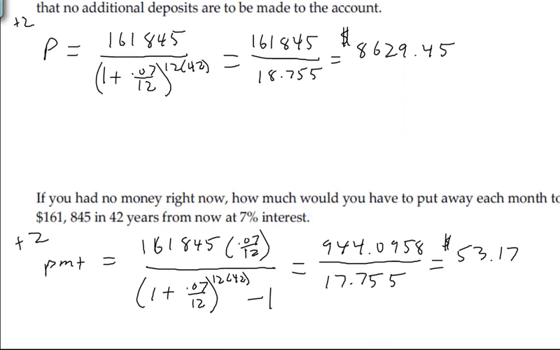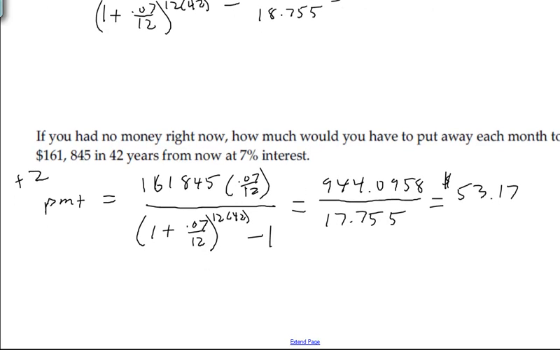And this formula is what do I need to put in every month, assuming I have nothing right now. So this is calculating for the payment to achieve a future value of this, and that's the A. And then so this is the same calculations, a little bit different. Get the -1 here. And then so if I put $53.17 a month in for the next 42 years, I'll end up with, at 7%, the same amount, 161,845.